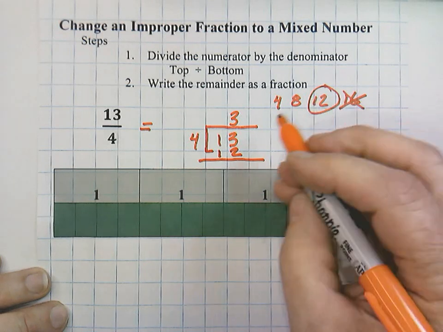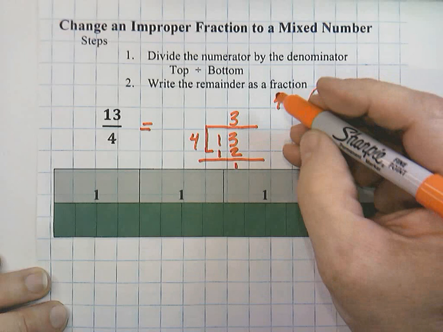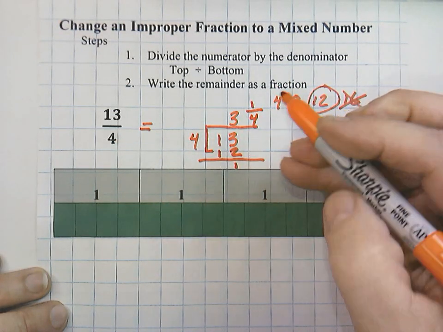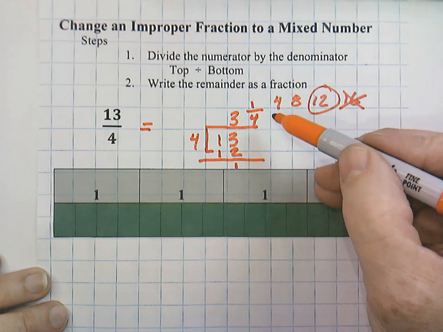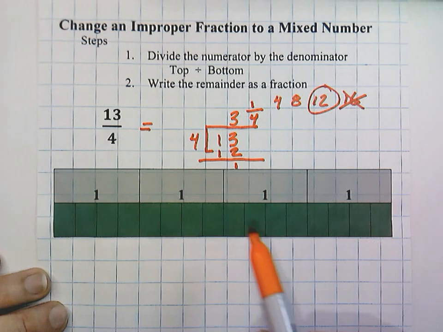And we can see that here, by the way. When we subtract, we get 1. Here's our remainder, and we write that as a fraction. And here's our denominator. So it would be 3 1/4. Again, we can show that here. We can show it both ways on these models.